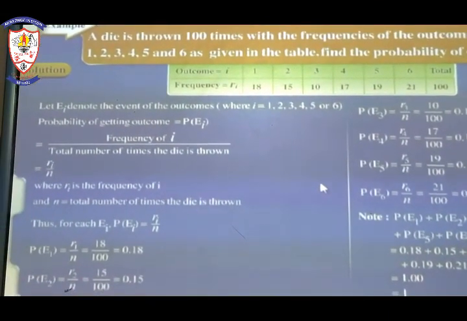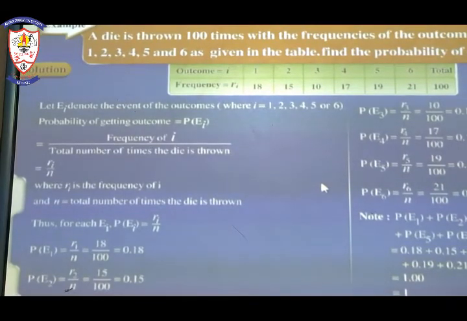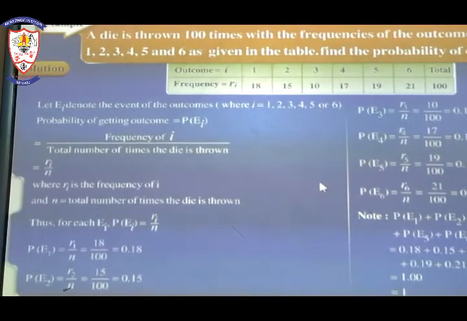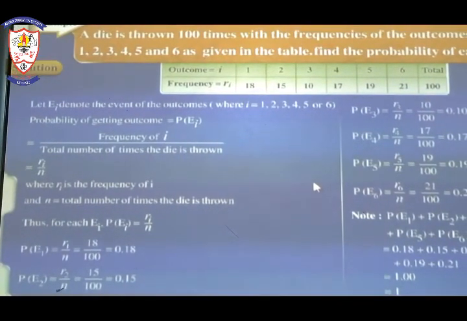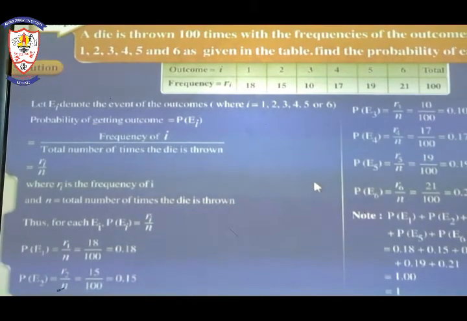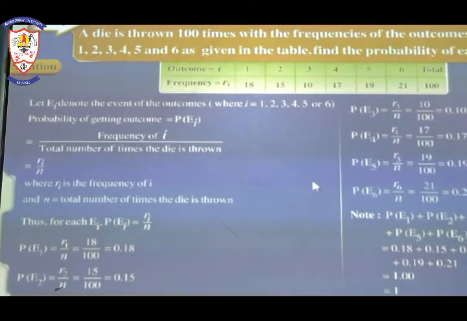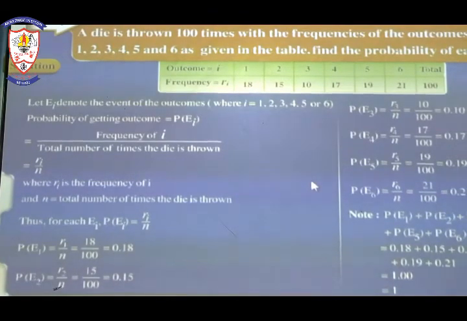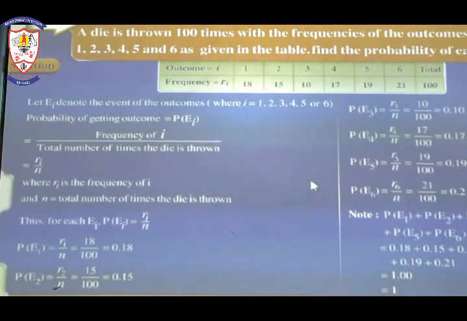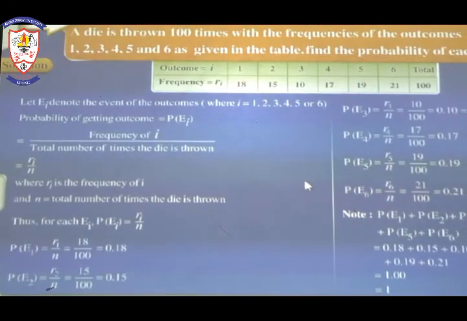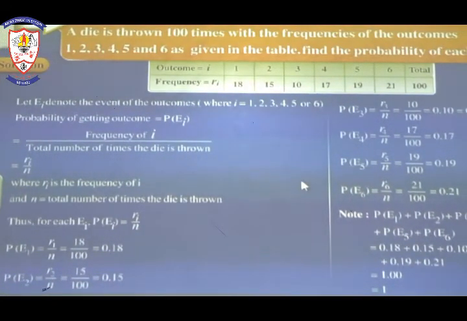Now instead of i, we are putting 1, 2, 3, 4, 5 or 6, and we are finding out the probability of each possible outcome. So P(E1) is equal to R1 upon N. Here 1 came 18 times, so it will be 18 upon 100, which is equal to 0.18. Now P(E2), the probability of 2, is R2 upon N. Here 2 came 15 times, so 15 divided by 100, which is equal to 0.15.